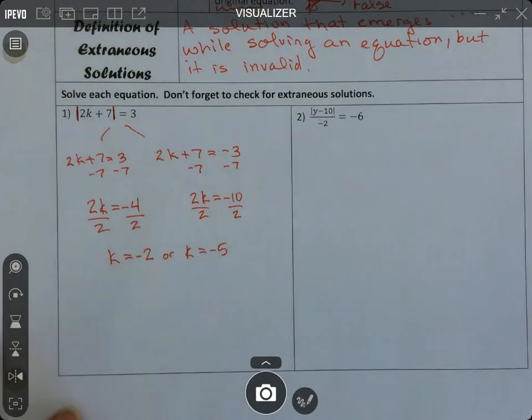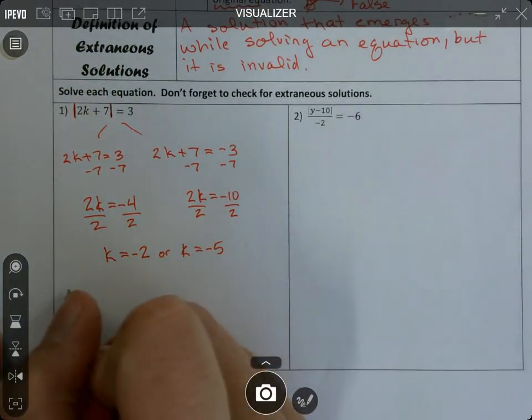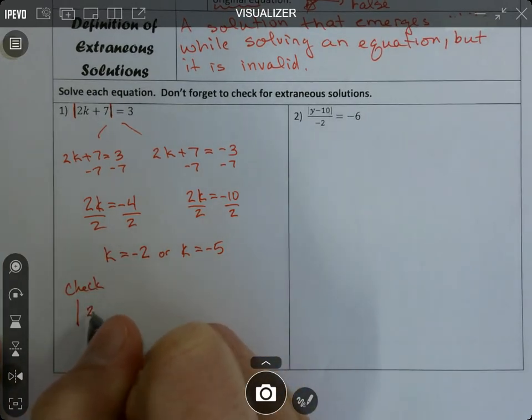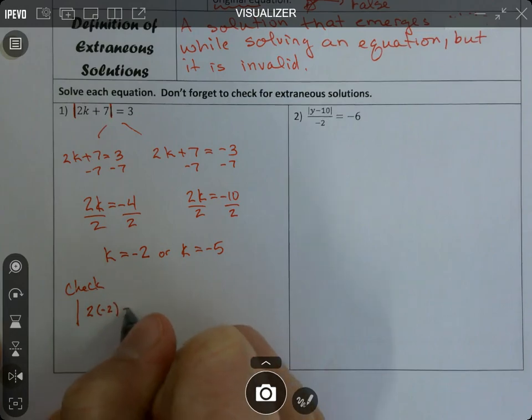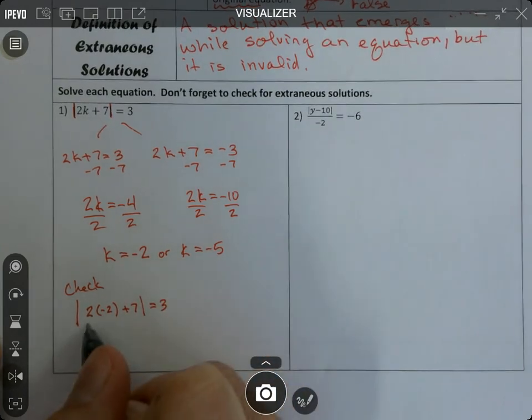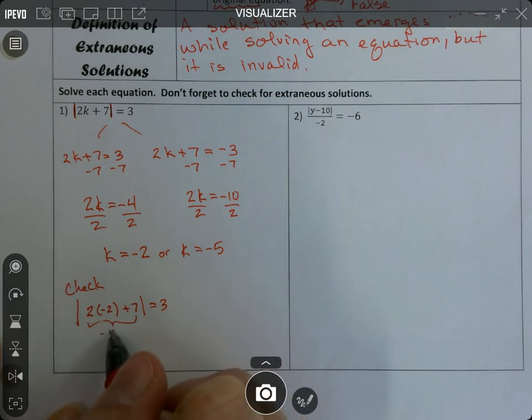All right, now before I say my answers are done, I want to check it. So in order to check it, absolute value of 2 times -2 plus 7, we want to know if it equals 3. Okay, well, this comes down to being -4 plus 7. The absolute value of 3 is 3, so it checks.